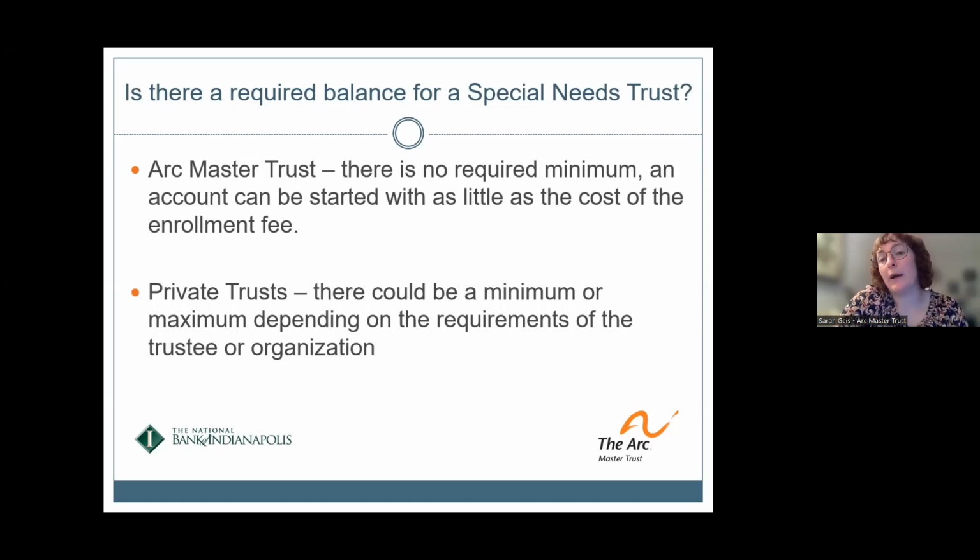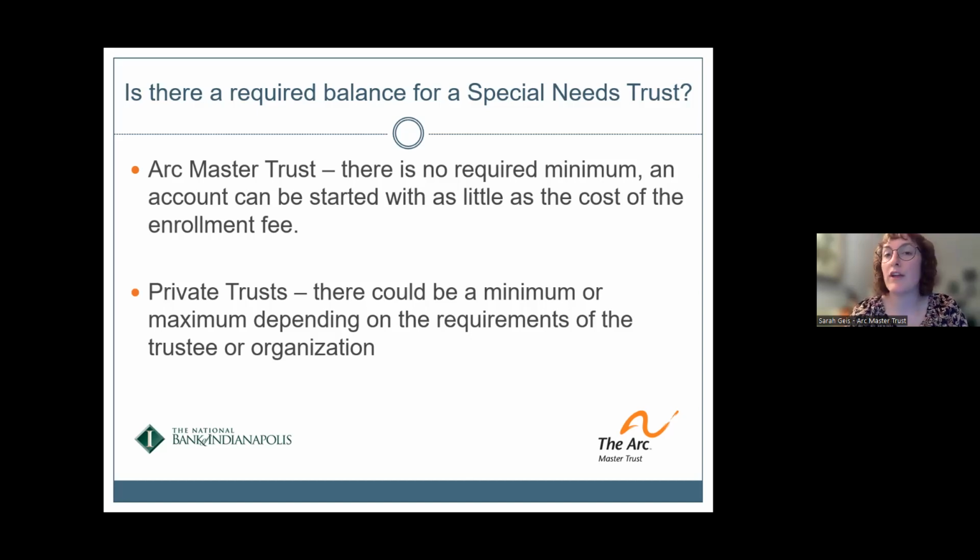Is there a required balance for a special needs trust? This is where it could depend on how and where you are establishing that special needs trust. At the ARC Master Trust, there is no required minimum. A trust account can be started with as little as the cost of the enrollment fee, so we have trusts with an initial funding of $100. There's also no maximum balance for an ARC Master Trust. We serve individuals of all dollar amounts.